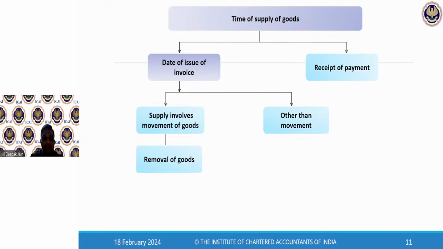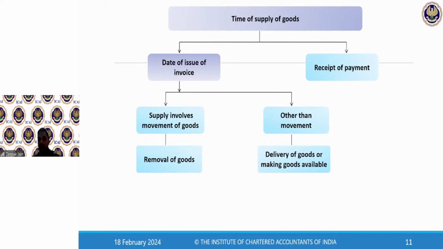This is the section 31 reference, which says that where the supply involves movement of goods, the time of raising an invoice is before removal of goods. And where the supply does not involve movement of goods, where the goods are already there, and you are only apportioning it to your customer, then it is delivery of goods and making those goods available.